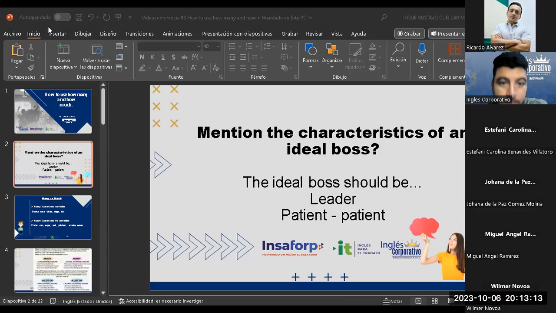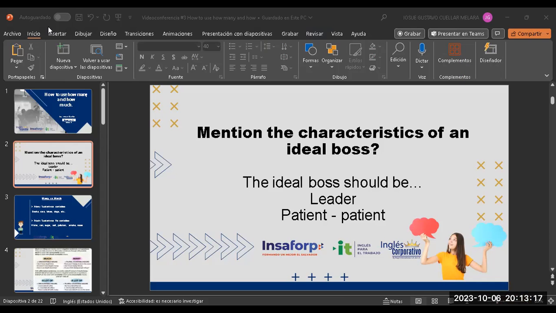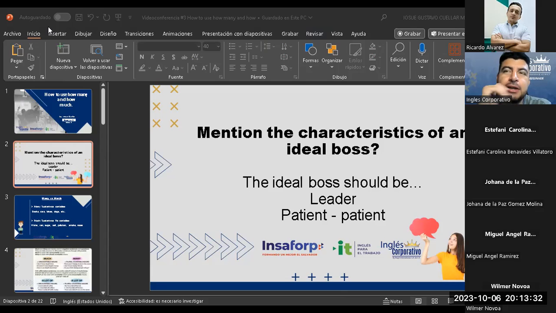The ideal boss should be empathic, leader, communicative, analytic, and honest. Yes, that's it. Yes, communicative. In my point of view, communication is so important, and there are a lot of bosses, muchos jefes, they have difficulties to communicate what they need or what the company needs. So if a person who is in charge of a group, a boss, that person should provide the correct information so the complete team is going to work. Okay, yeah, that's it. Thank you, Miguel.